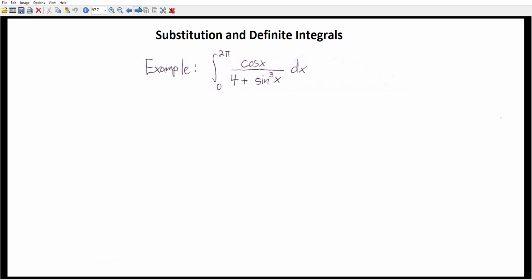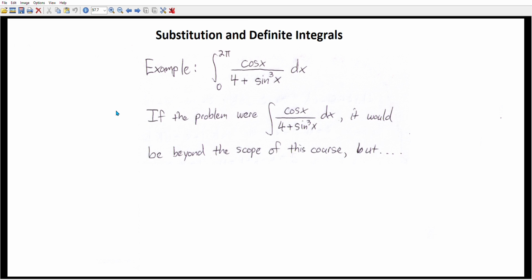Now let's look at the integral from 0 to 2 pi of the cosine of x over 4 plus the sine cubed of x dx. Now, if this problem had been indefinite integration, this would be beyond the scope of the course. We don't have mechanisms to find an antiderivative for this thing. However, it's a definite integral, and sometimes magic happens.